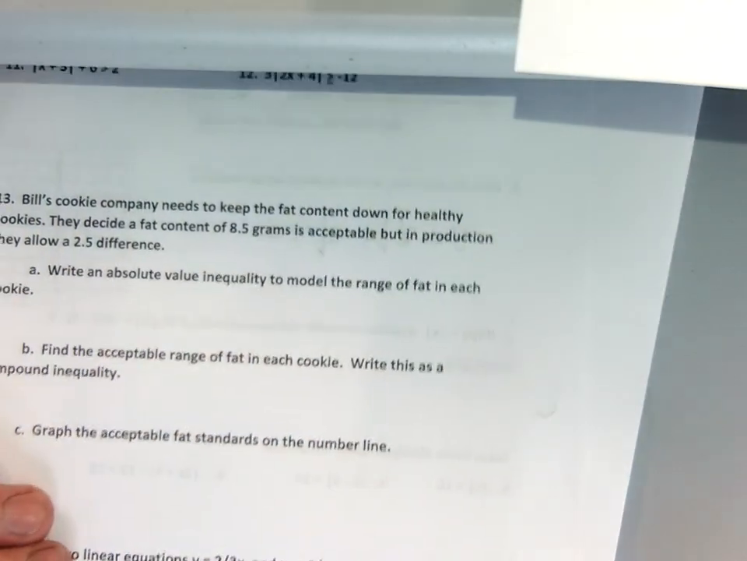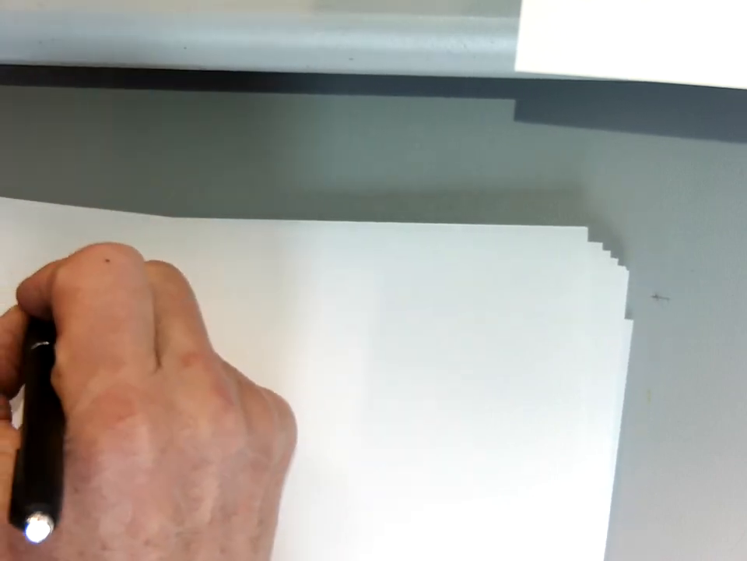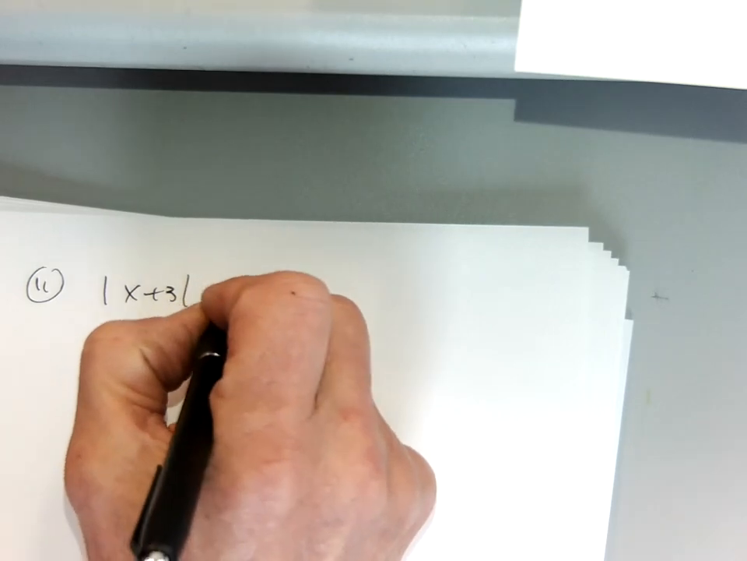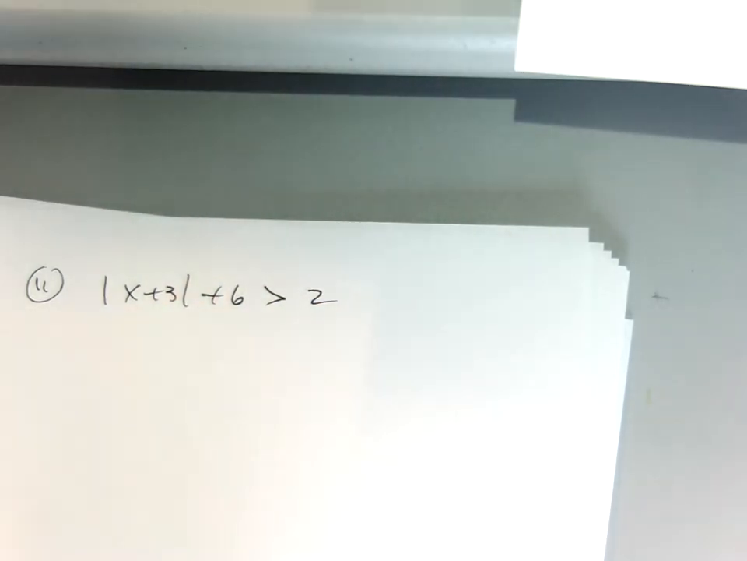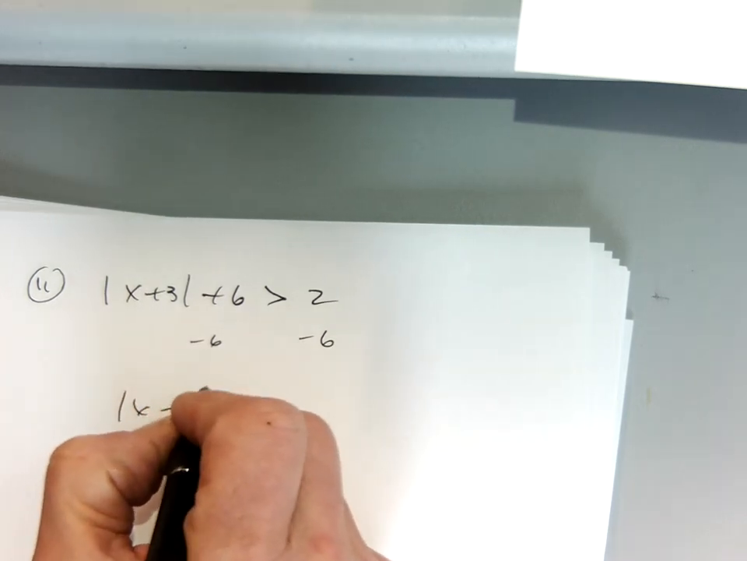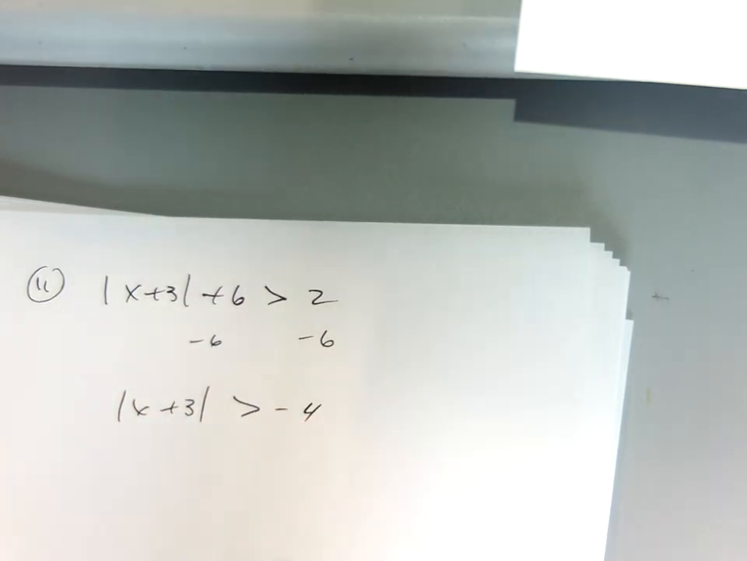11 is the absolute value of x plus 3 plus 6 is greater than 2. Okay, so now minus 6, tidy it up. The absolute value of x plus 3 is greater than negative 4. Oh, that makes me worried. But now wait a minute.